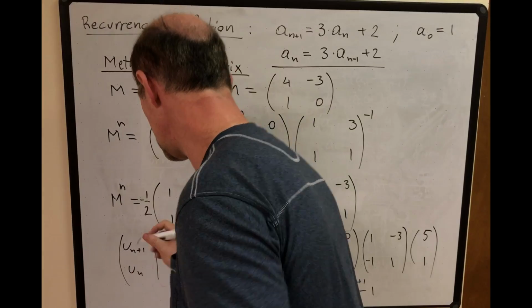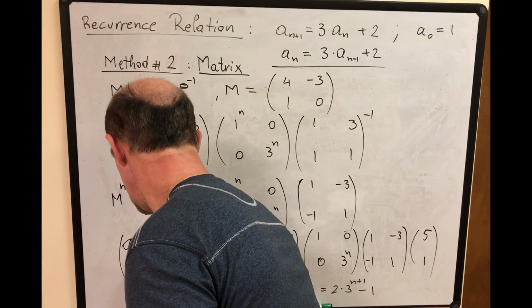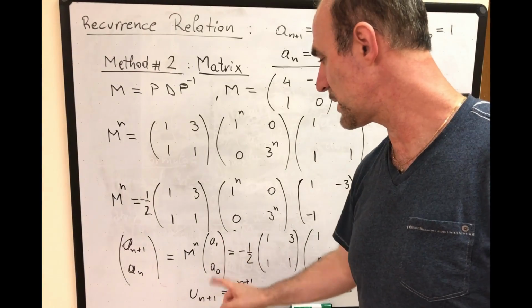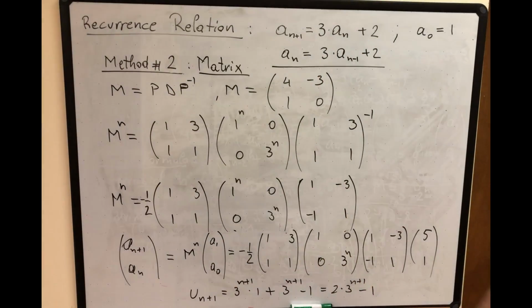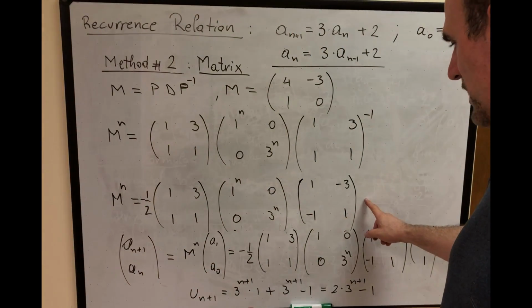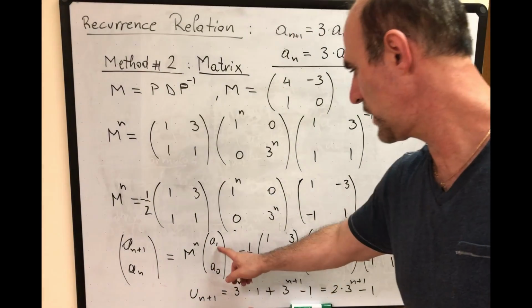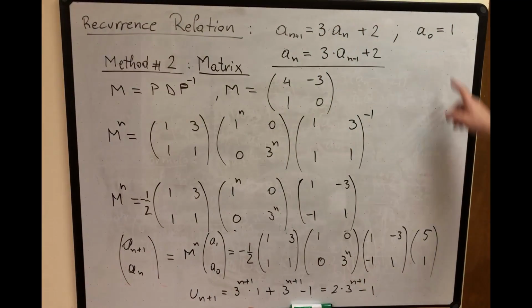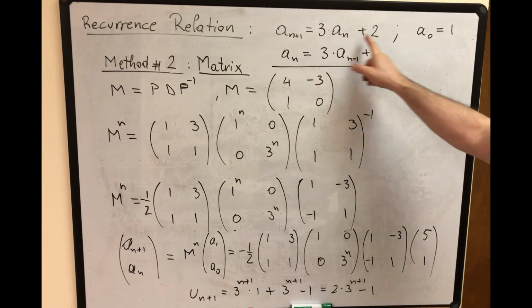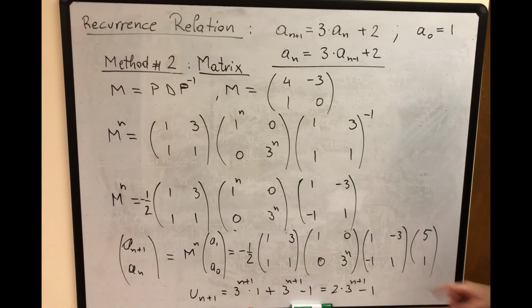A of n plus 1, A of n, equals M to the power of n times A1, A0 at the end. So substituting what M to the n is, and what A1 and A0 are, in the case when A0 is 1, you can calculate what A1 is right away. It's going to be 3 plus 2, which is 5, so you have to multiply by the vector 5, 1.